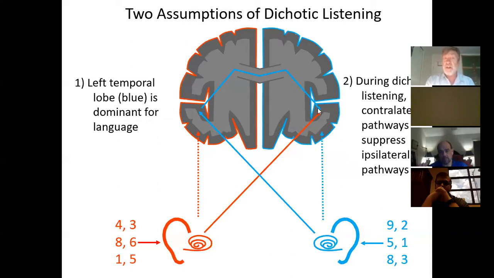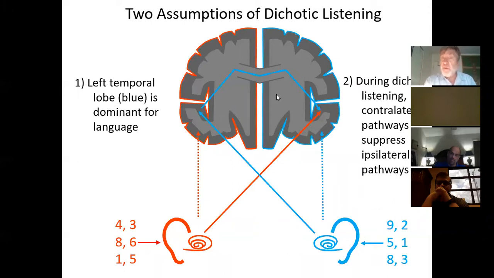So the left contralateral pathway has a longer route than the right contralateral pathway. Remember, during dichotic listening, here's the two assumptions. Left temporal lobe, blue, is dominant for speech and language. And number two, during dichotic listening, the contralateral pathways suppress the ipsilaterals. So you're going to have a right ear advantage due to this scenario. Look where the crossovers are occurring. They are occurring in the brainstem, but also at the corpus callosum.